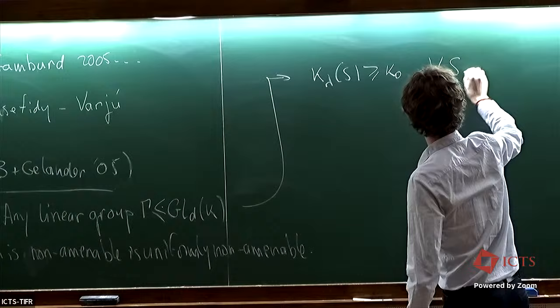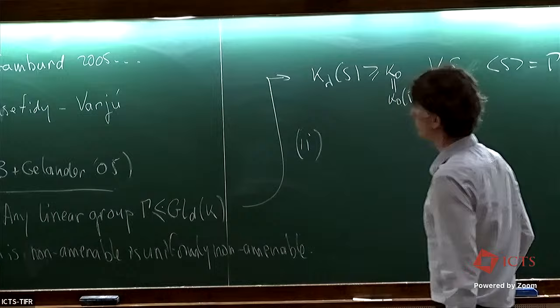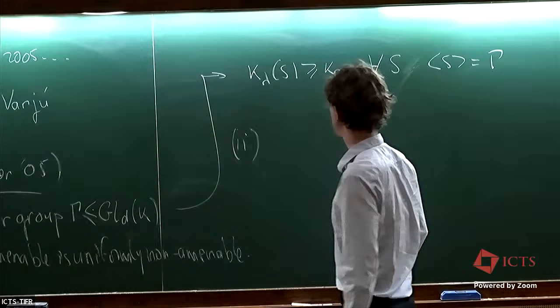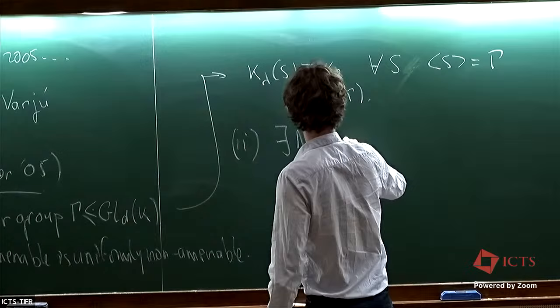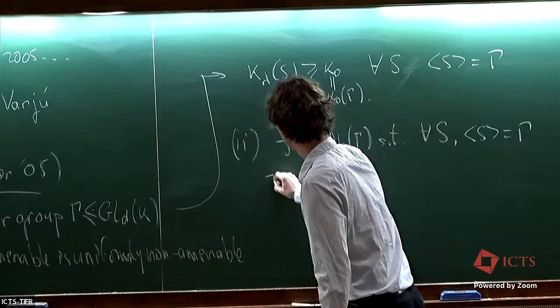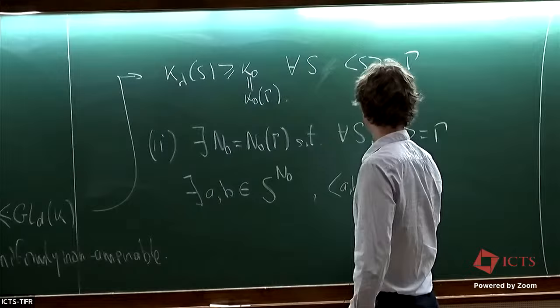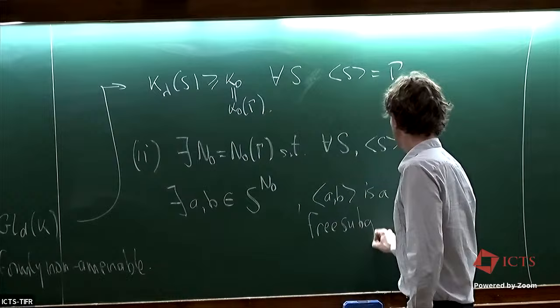This k naught here will be a k naught of gamma. The second point is, in fact, how we prove part one here. We show that there exists some n naught which depends on gamma only, such that for every generating set S, you can find A and B that can be expressed as short words in the generating set S, such that A and B generate a free group. So what's the connection between one and two?